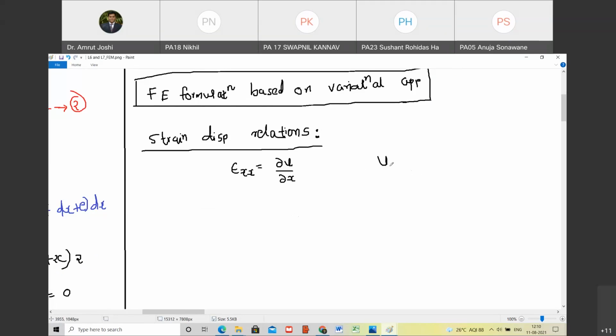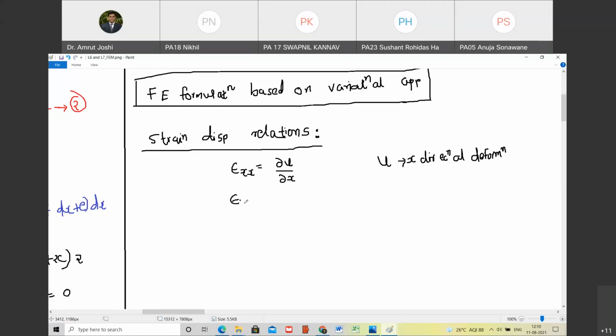What is u? u is x directional deformation. Are you with me? Yes, sir. X directional deformation or translation. So the rate of change of x directional deformation at a point with reference to x gives you epsilon xx. Happy? Yes, sir.